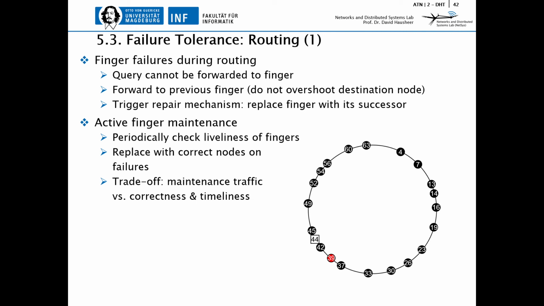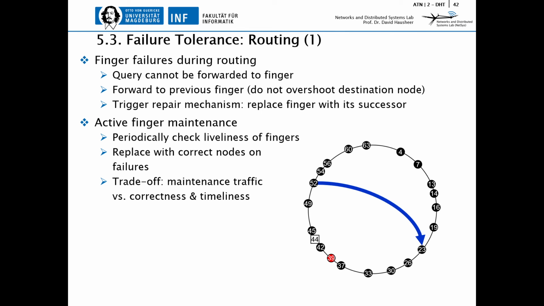While doing so, at the same time, a repair mechanism also needs to be triggered in order to replace the finger that has been failing with a successor of that particular node. And so that is done actively. Every node periodically checks the liveliness of all its fingers, and when it finds failing nodes, it replaces them with correct nodes. Now, this can be done very frequently and thereby increases maintenance traffic, or it can be done less frequently, and then correctness may potentially decrease.